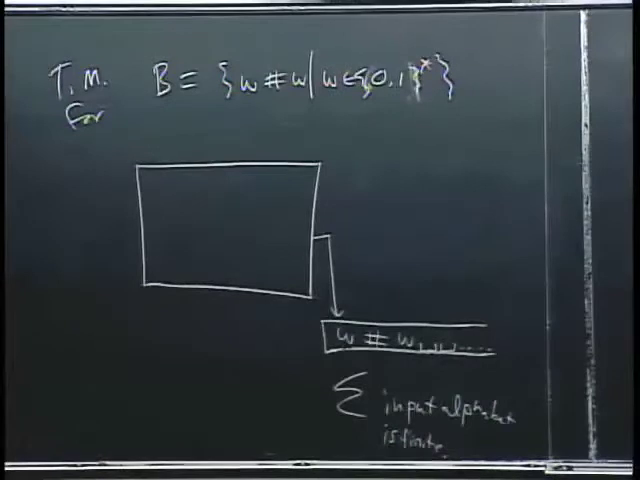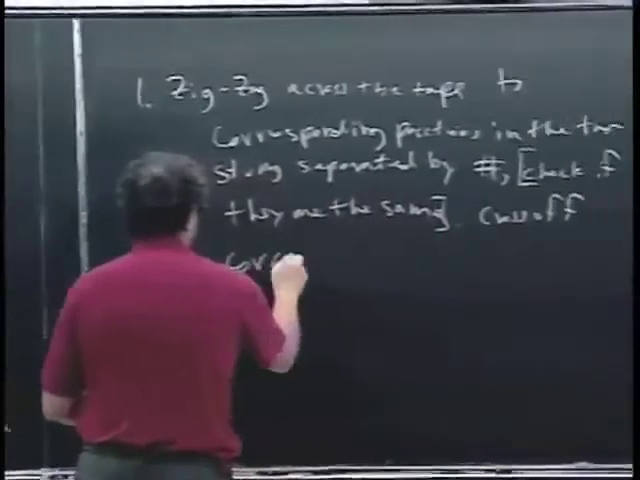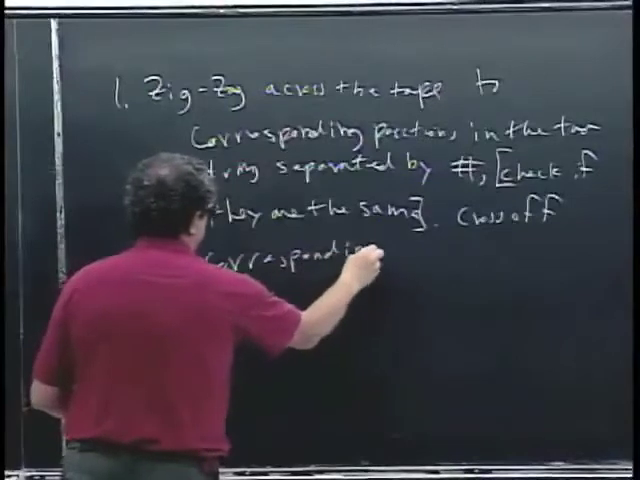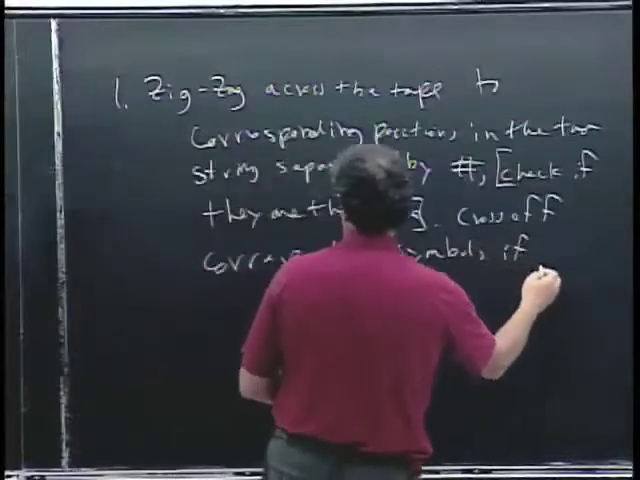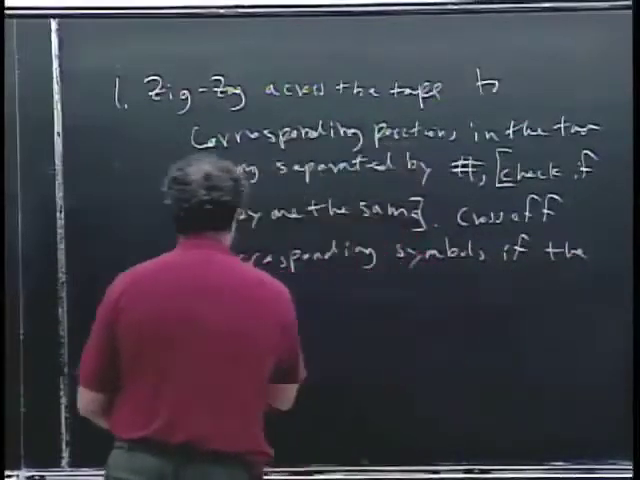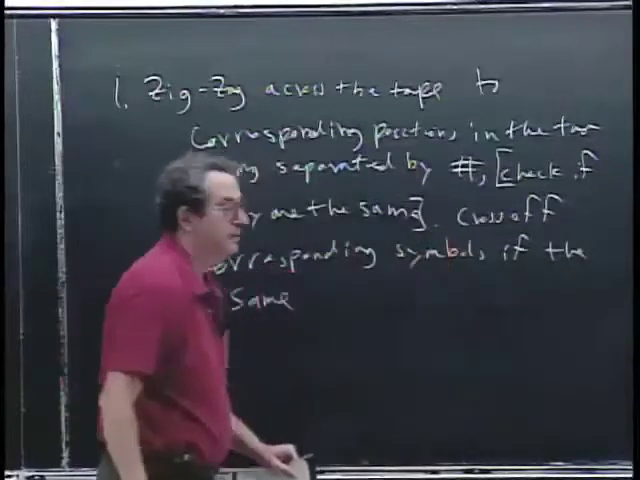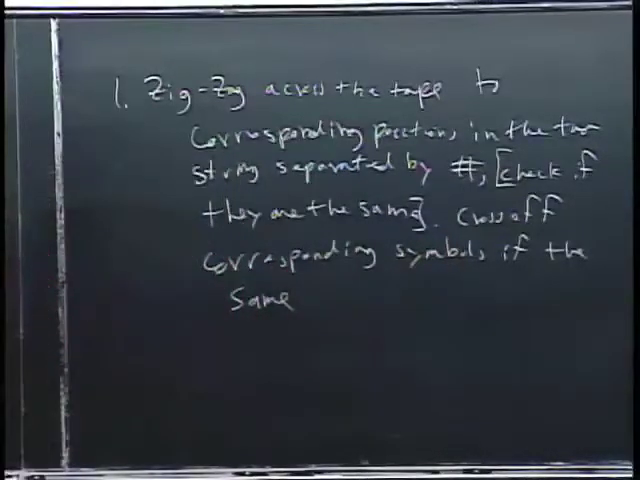that's something we have to do. And then we're going to cross off corresponding symbols if they are the same. Well, what does cross off mean? Cross off means we're going to overwrite those symbols with a symbol that's not in the input alphabet. Okay, so we have a tape alphabet, which is actually different than the input alphabet. That's the tape alphabet.